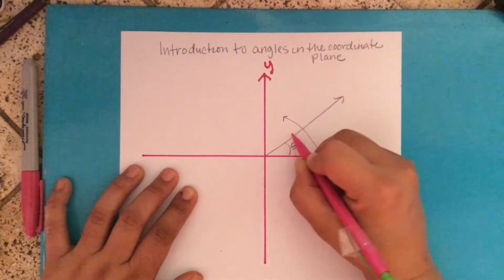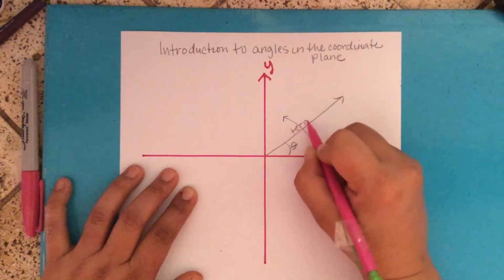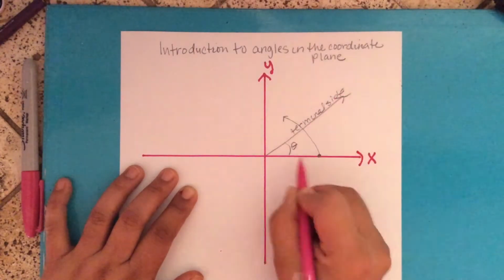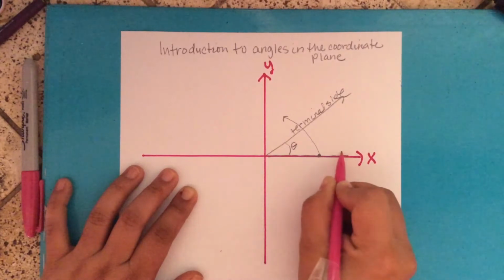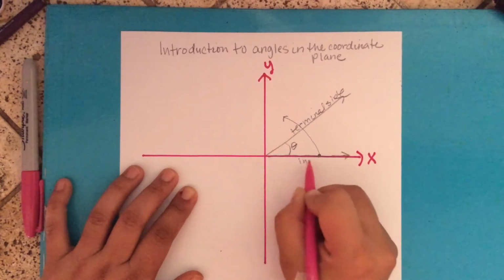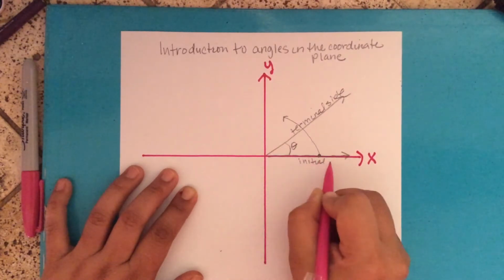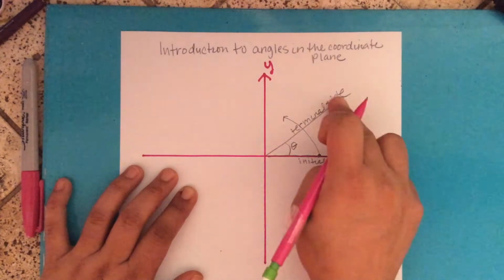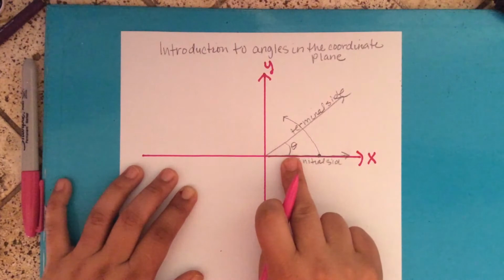This right here is called the terminal side. And this side over here on the x-axis is called the initial side. And so you rotate this initial side up to the terminal side to get that theta.